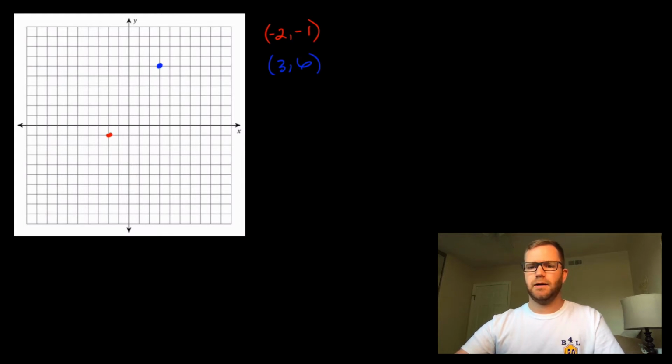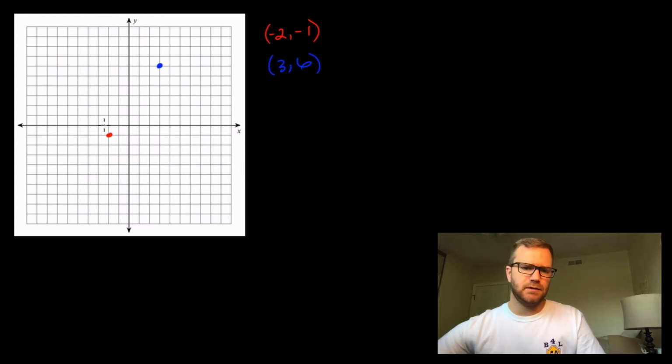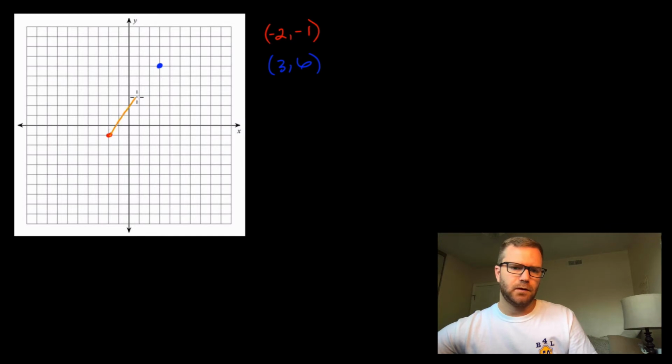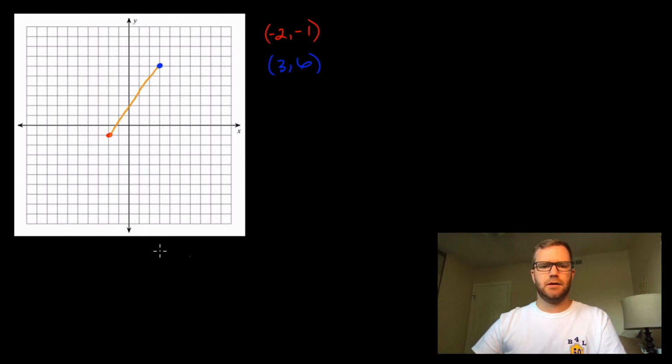So we want to find this distance, that distance there. There's a couple ways we can do this. We can use the Pythagorean Theorem, which would require us to know the horizontal and vertical change between our 2 points, or we could use the distance formula. So let's try the Pythagorean Theorem first.